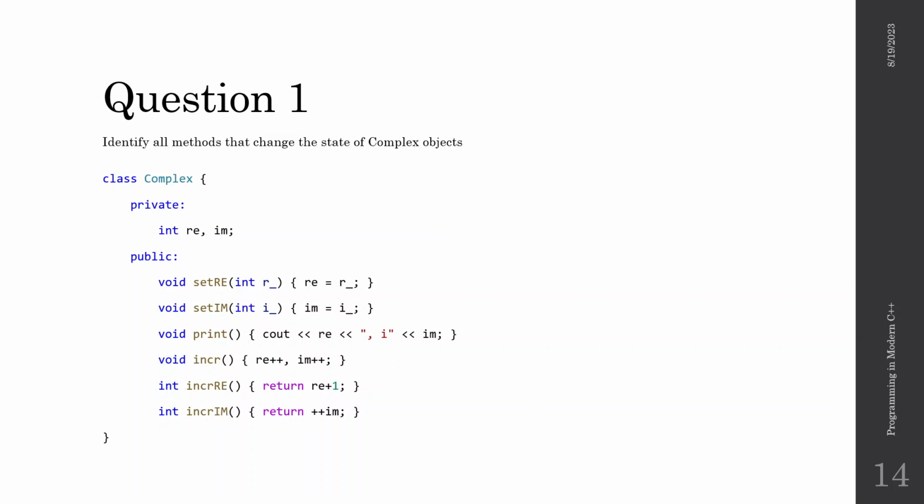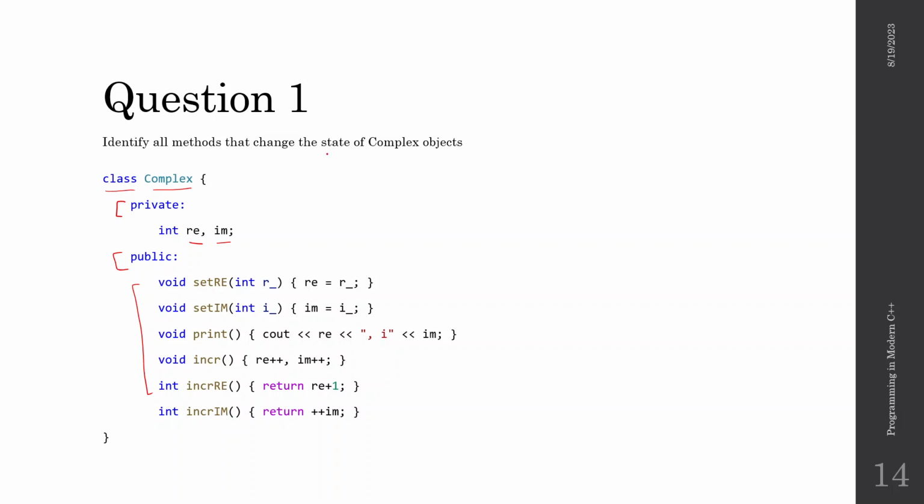Now we'll discuss this question. First you can see that it is a class called complex, and it has a private section and a public section. It has two data members, real and imaginary. The data members are private, so they cannot be accessed or modified from outside this class. You have to use these functions to either access them or modify them.